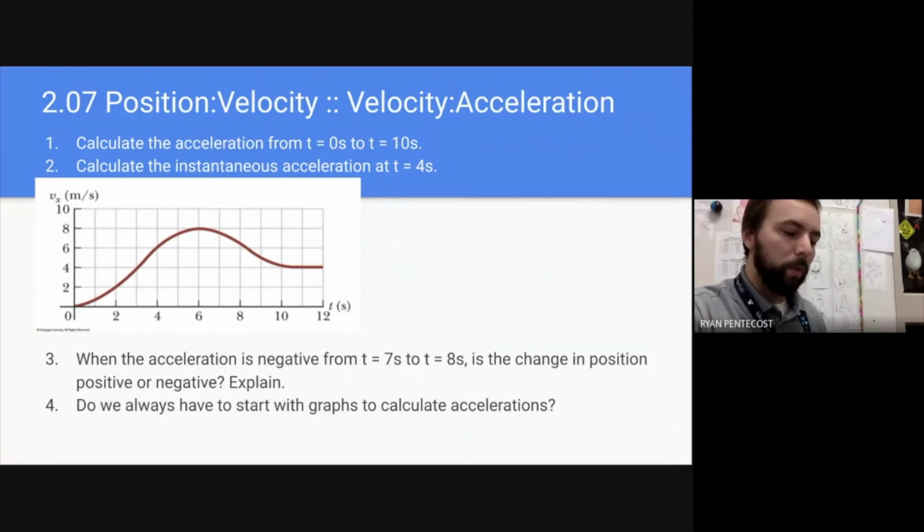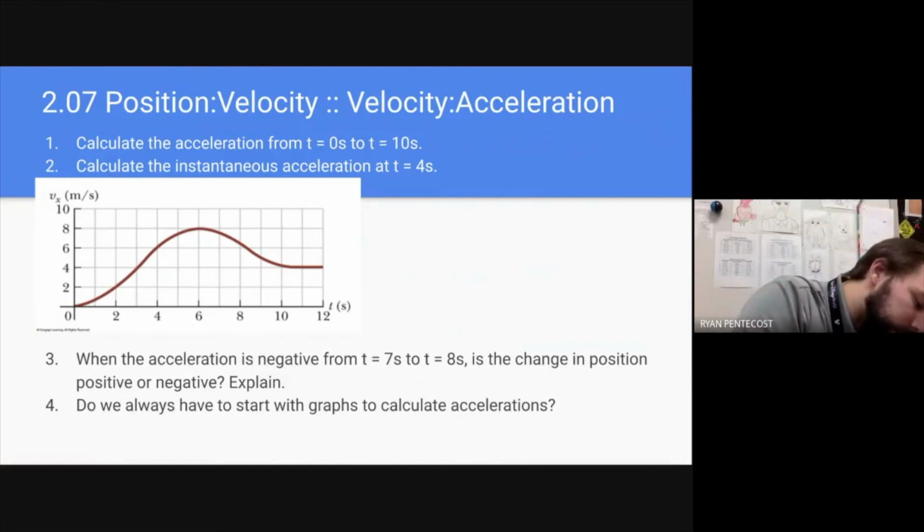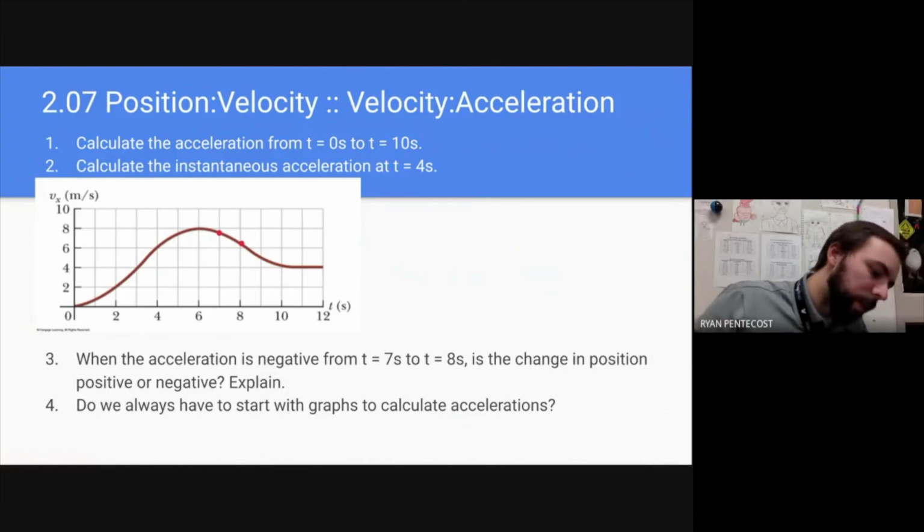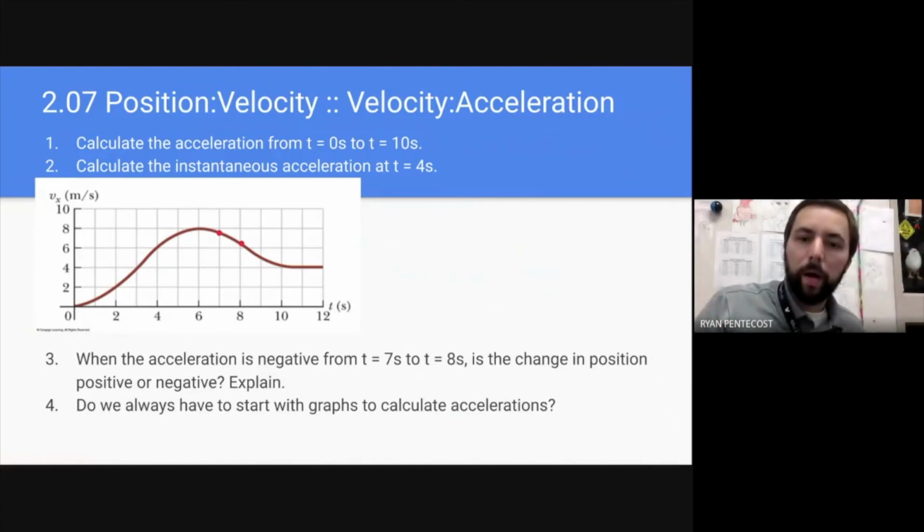And on number 1, we found a secant line using 2 points on a graph and found the slope between those 2 points. Now number 3: when the acceleration is negative from time 7 seconds, right there, to time 8 seconds, right there, is the change in position positive or negative? Explain. Go ahead and pause your video real quick and think about whether that is going to have a negative or positive change in position.